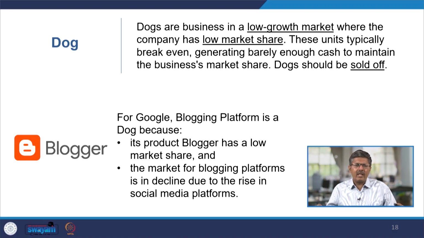The last is not a good situation. This is the case of dogs, businesses where the market is not growing and the company has a low market share. That means neither is the market growing nor do I have a high market share. So, in these units typically the company needs to wind up or sell the business and think of divesting or coming out of it.